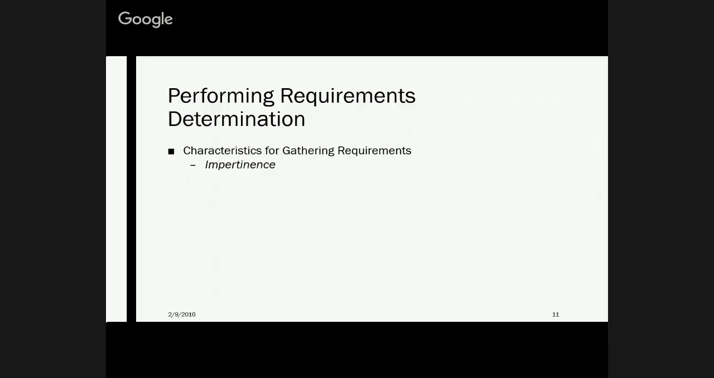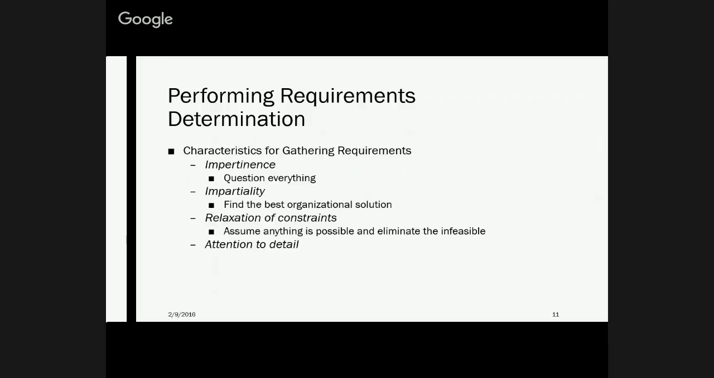So we're talking about gathering requirements: impertinence, impartiality, relaxation of constraints, attention to detail. Every fact must fit with every other fact. So requirements have to be very specific and detailed, and if they're not, you end up with all these conflicts between, well, this one says it should do this, and this requirement says it should do this. What is it really? So they all have to jive.